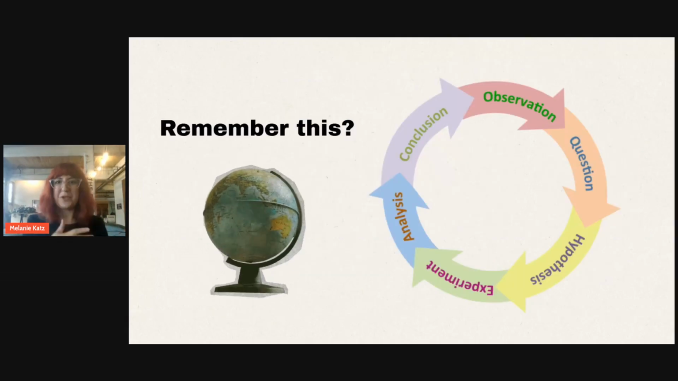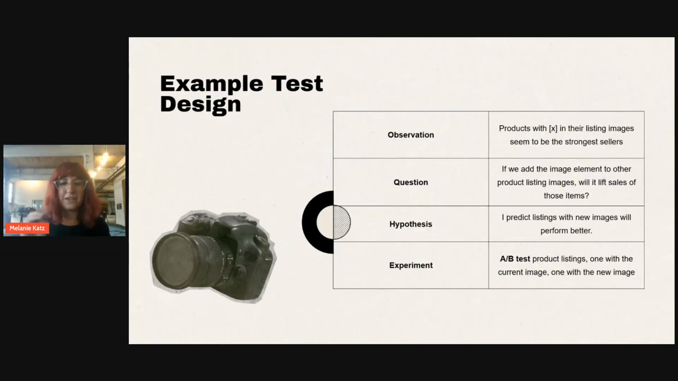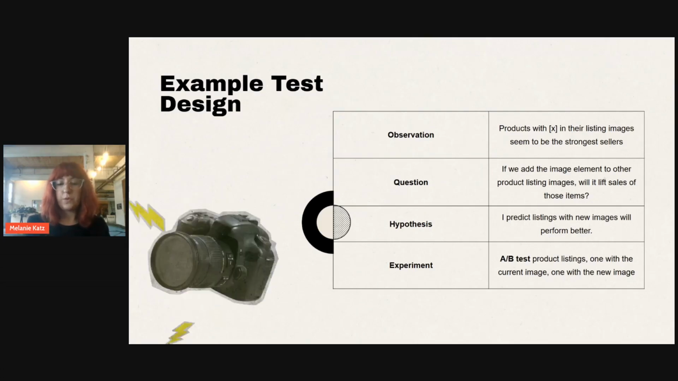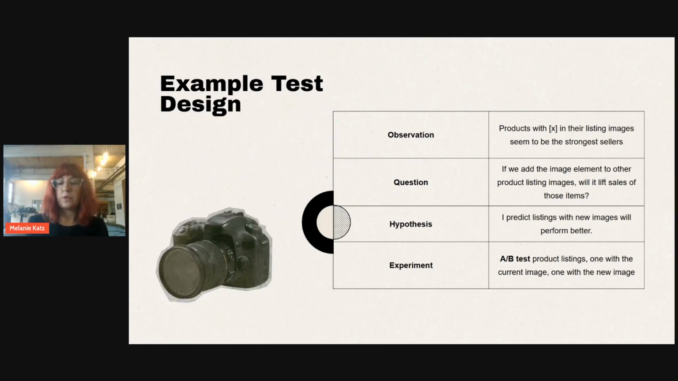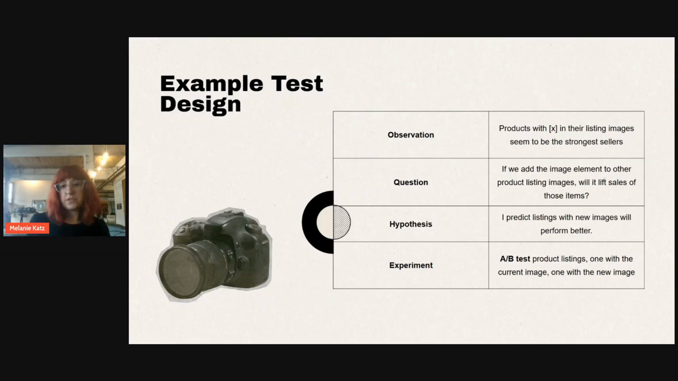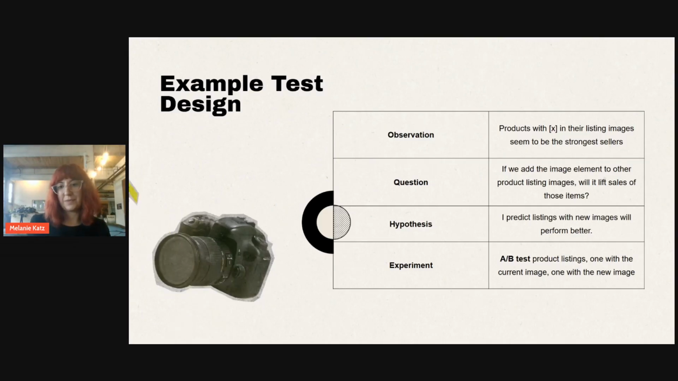I'm going to throw you back very quickly to grade school and the scientific method. So we're going to take this and repurpose it for an example test. For example, we have our observation. Maybe you notice that listing images with a green background are the strongest performers. So you ask a question based off of that information. If we were to add a green background to other listing images, will it lift the sales of those items? Based off of both of these, you create a hypothesis. This is our educated guess based on what we know.